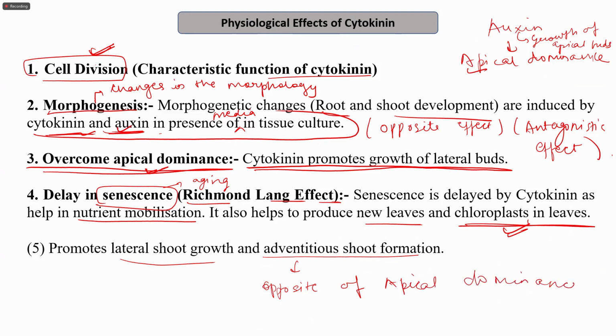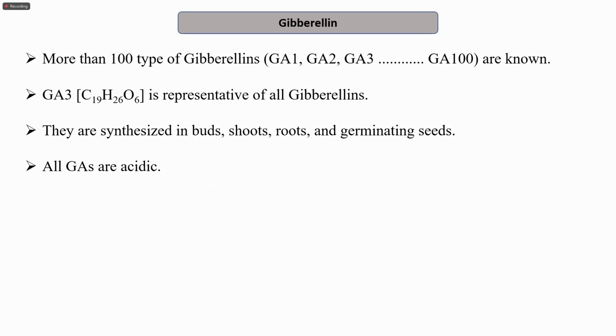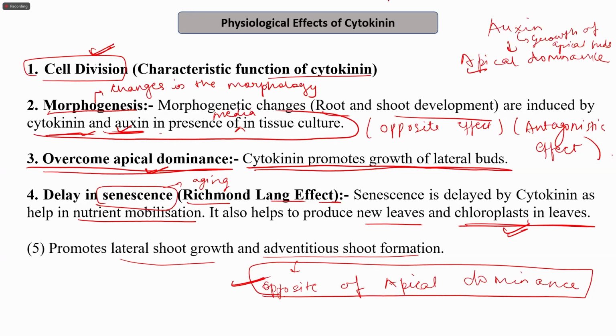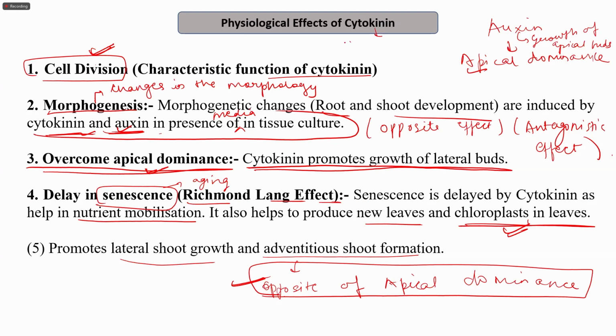Therefore, a balance of all the hormones is required for well-defined growth. So these are some of the physiological effects of cytokinins, which were growth promoting. Cytokinin was actually growth promoting, but its effects were antagonistic to auxin. So if you remember the functions of auxin, you will be able to remember the physiological effects of cytokinin.